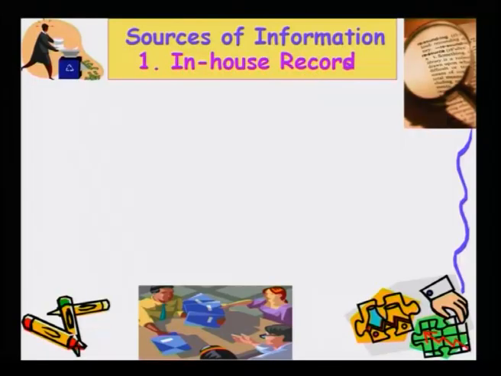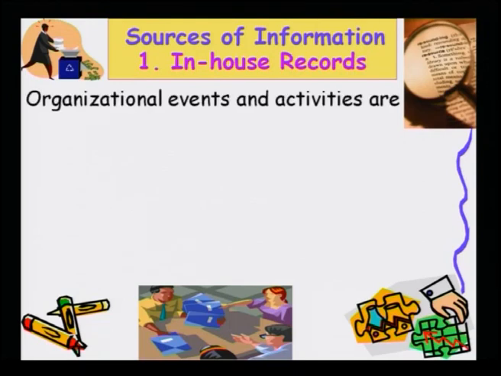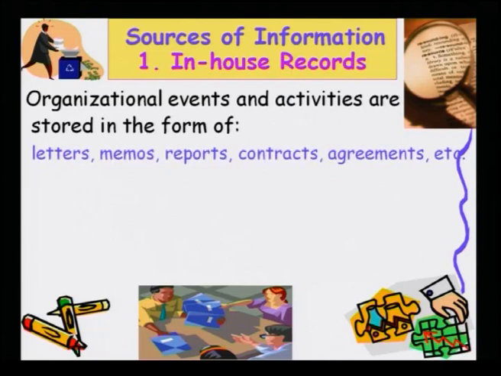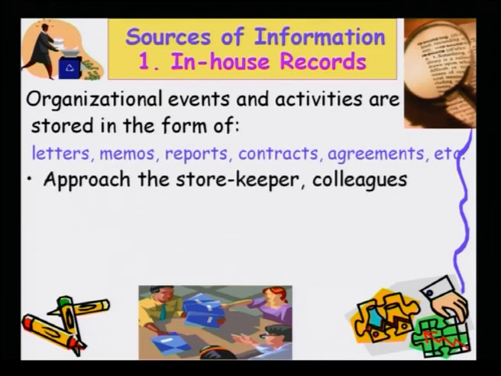Now, let us look at the basic sources of information, and as I said there are 3 sources. Let us look at them one by one. The first one is the in-house records or the internal materials which we can use. In any organization, any company, the events and activities are recorded and stored in written, typed, printed form, always in the form of letters sent, memorandums, memos, reports, contracts, agreements, etc. These are all stored in written printed form.